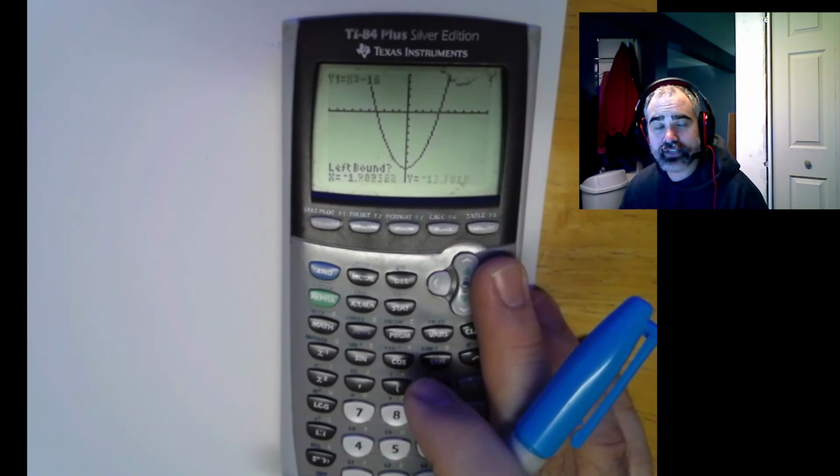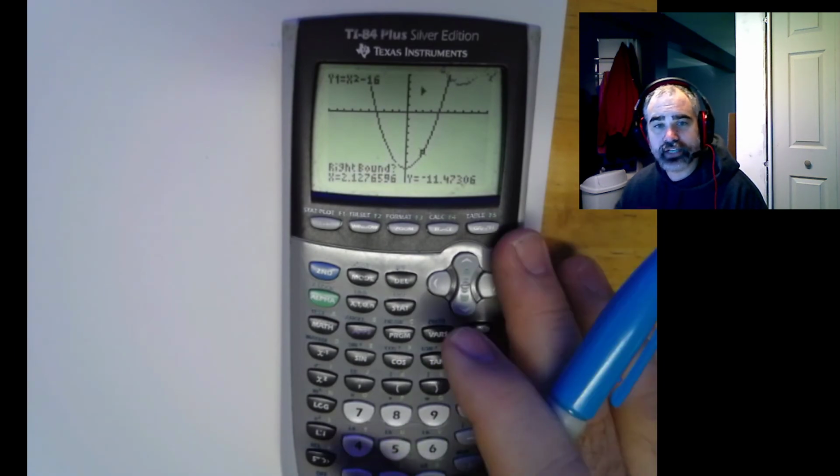So the left of this side, if I move my cursor, it's going to be over here someplace. So I'll hit enter, to the left of the x-intercept. The right is going to be over here. And I'm going to hit guess again, and it will tell me the other x-intercept is +4. Okay, cool way to do that.